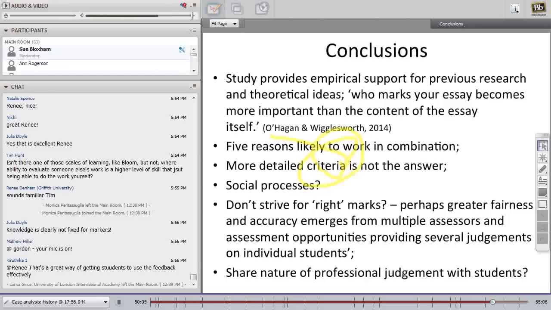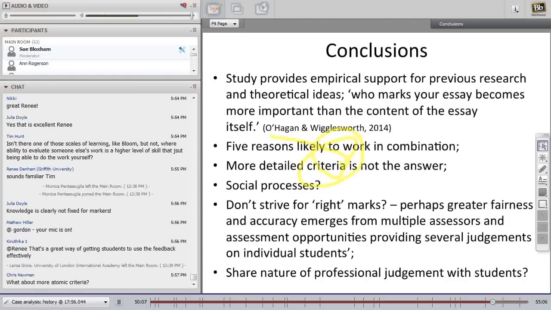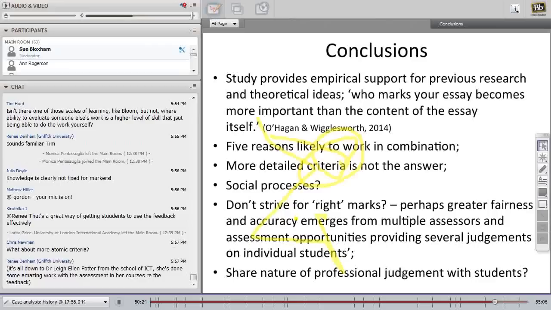So should we be emphasizing social processes? Should we stop striving for right marks, but actually talk about the multiple assessors? And do we share this nature of professional judgment with students? Should we actually let them know that marking is not a science, it's more of an art? So there's my conclusions.